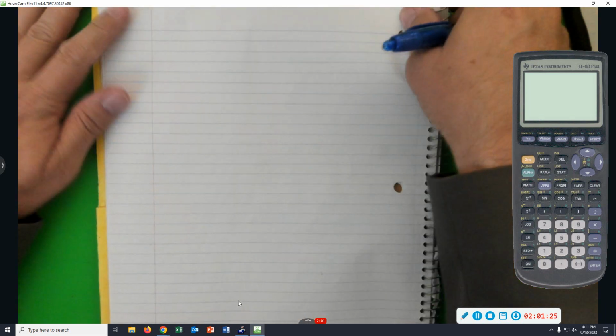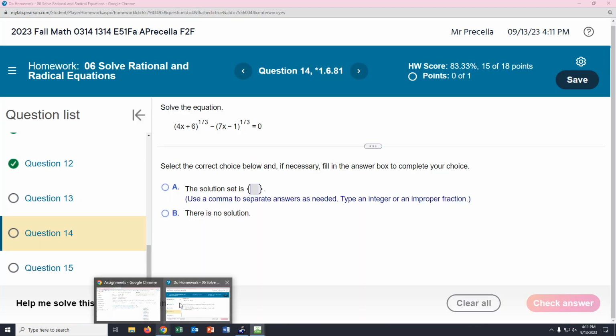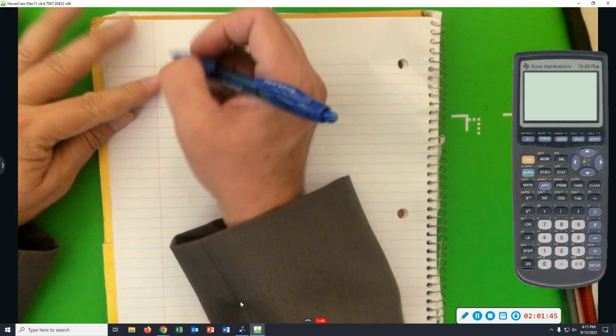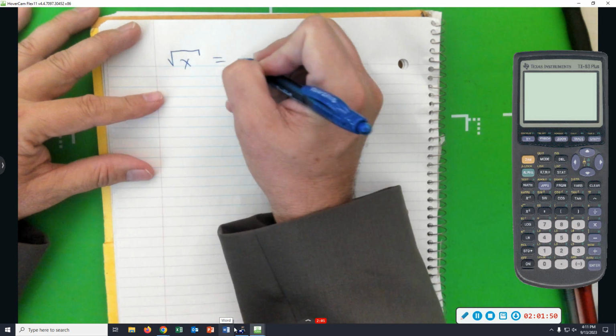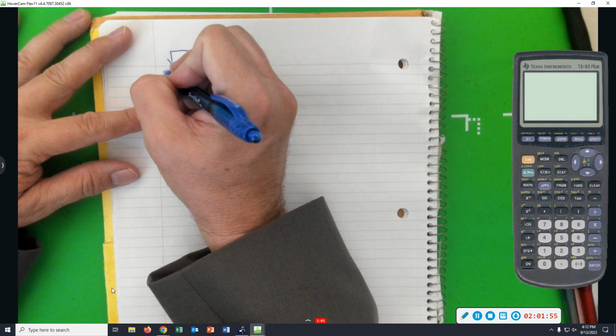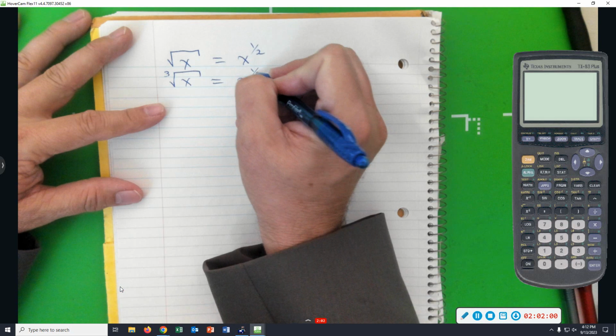Oh, microphone. Okay. There. You'll have to see the little fractional 1/3 exponent here. That's another way of writing cube root. A fractional exponent is just another way of expressing a radical. A square root of x is the same thing as x to the 1/2. And following that logic, a cube root of x is the same thing as x to the 1/3.